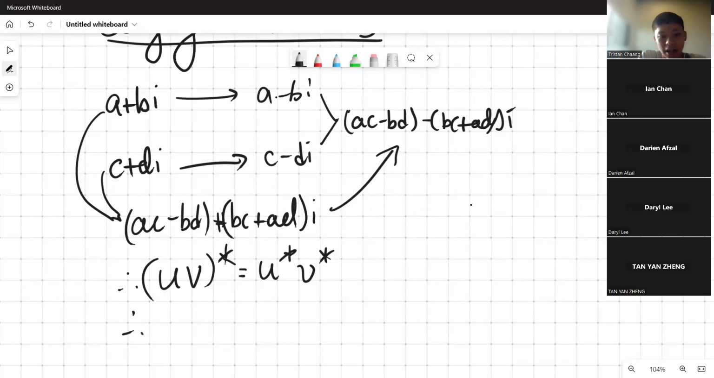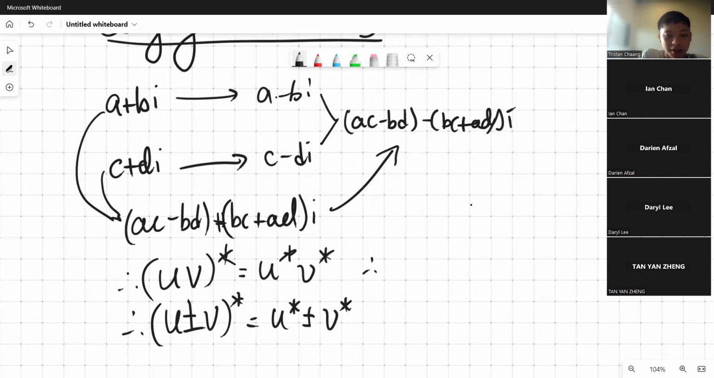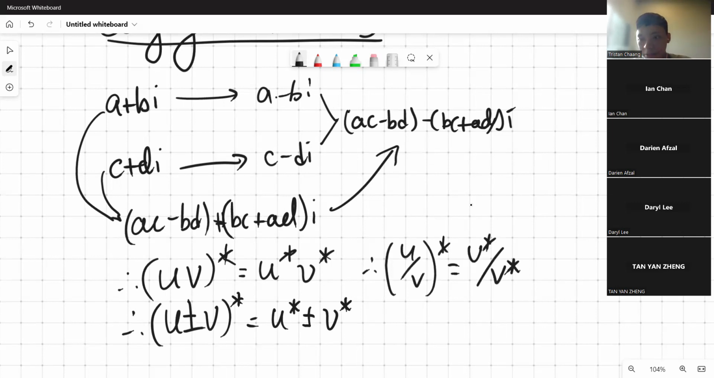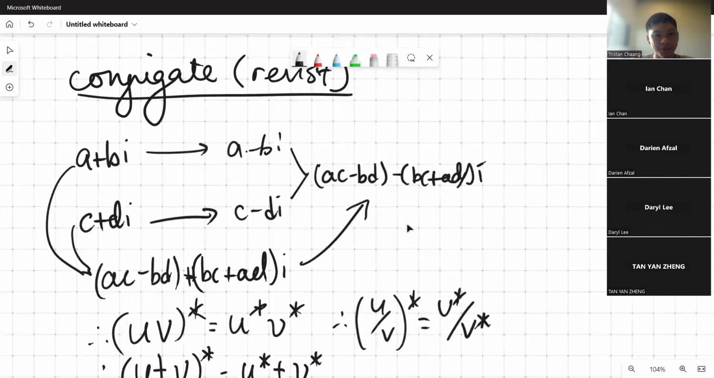In fact, you can prove every single case. The conjugate of U plus or minus V is equal to U conjugate plus or minus V conjugate. And for division, you can also try it out. So it behaves very, very well. Yeah, you can draw this using a commutative diagram. And in fact, there's a nice word for such a function that obeys closure under addition, subtraction, multiplication, and division. It's called an automorphism. But of course, I'm not going to use that word.